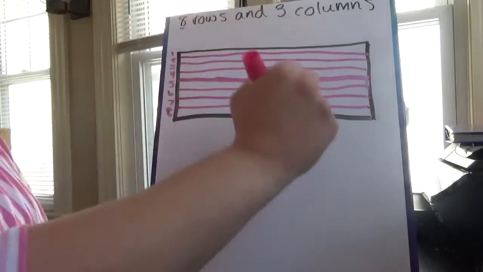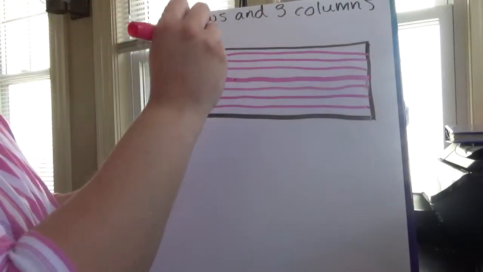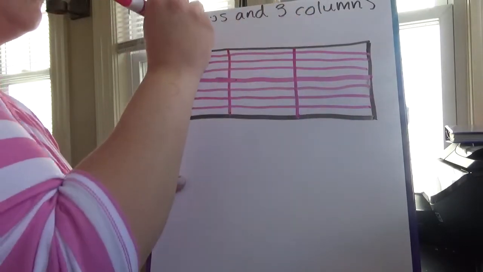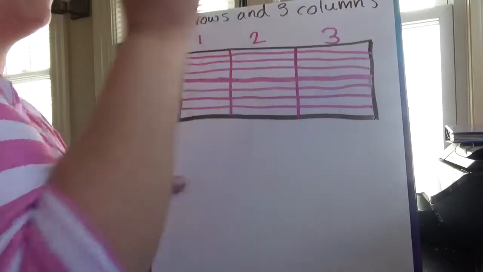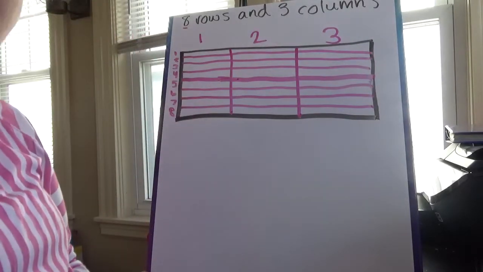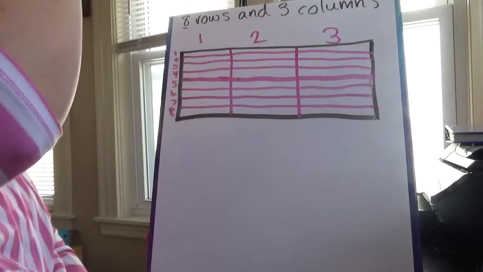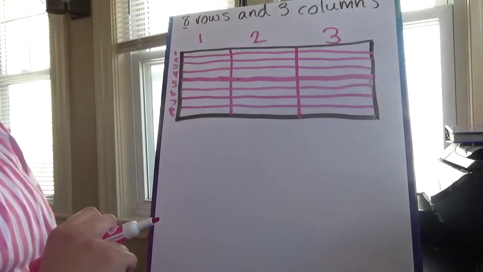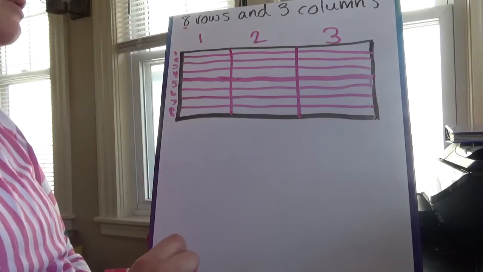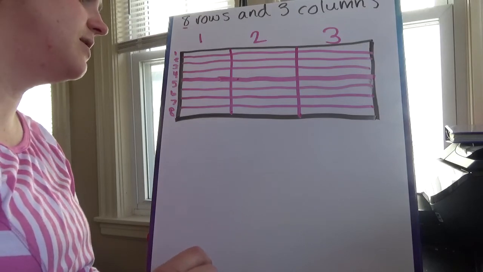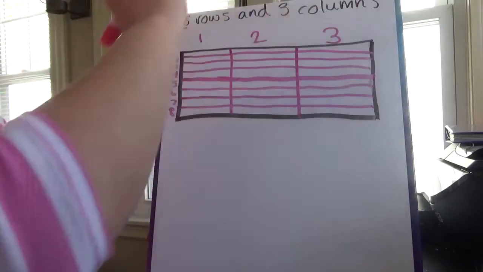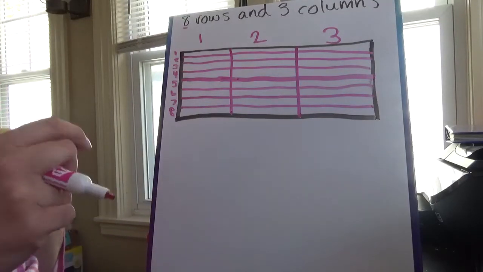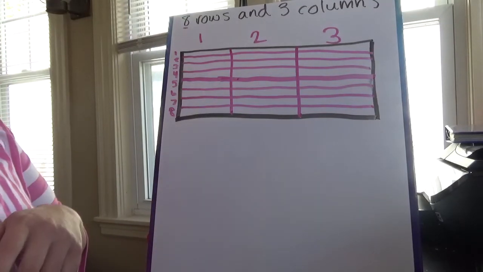That means 2 lines, so I have to do 3 columns. So let's see. 1, 2. 1, 2, 3. So this picture here shows that I have 8 rows with 3 in each, or 3 columns with 8 in each. Now the next part that you had to do is you had to write 2 division number sentences that could represent this rectangle, but we also needed to include the total. So it's important for us to figure out what the total is.